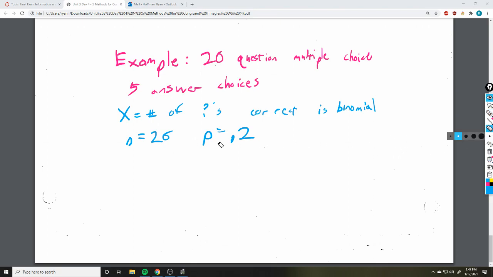And you can see already that this is not a good plan because if you did the expected value of x, n times p, 20 times 0.2, well, that's only 4 questions, right? Out of 20? No, that's not good. That's an F.